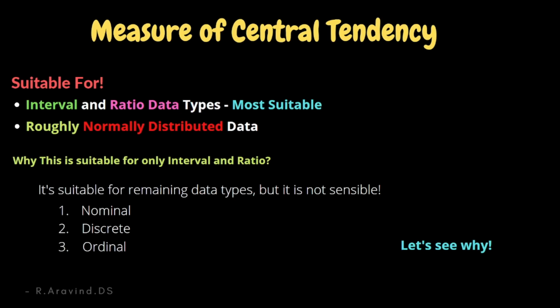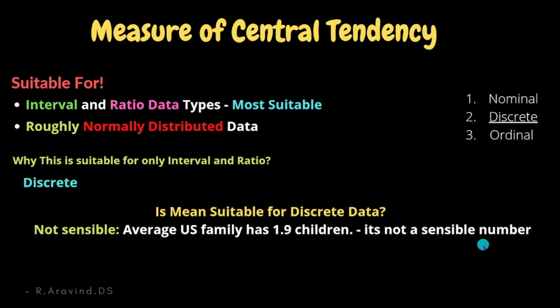I will try to explain why it is suitable only for interval and ratio data types. Why is it not suitable for nominal, discrete, and ordinal? Let's go ahead and see why. This is our question, right? First, we will look at discrete data. We have nominal, discrete, and ordinal; first, we will look at discrete data.